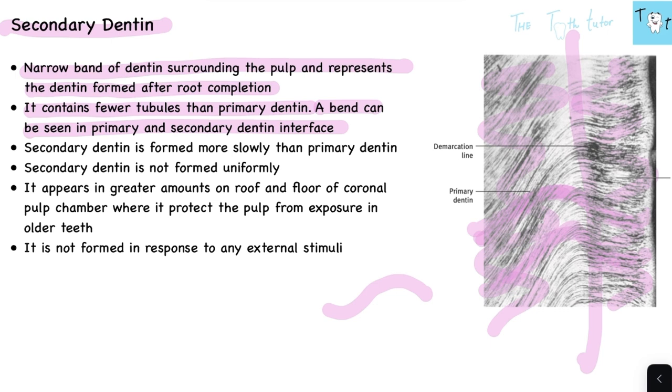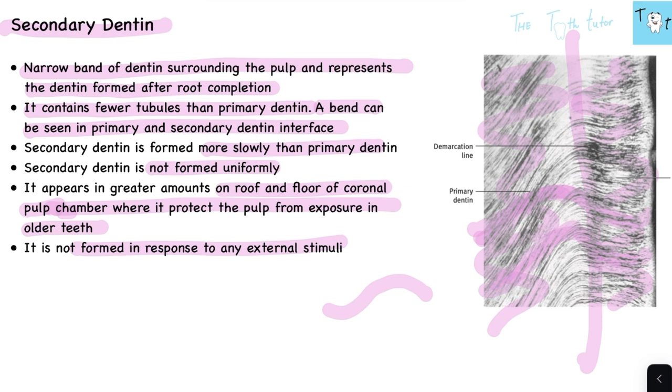Secondary dentin is formed more slowly than the primary dentin. It is not formed uniformly, so it is more haphazard. It appears in greater amounts on the roof and floor of the coronal pulp chamber, where it protects the pulp from exposure in older teeth. So it will be higher in concentration around the pulp and it is not formed in response to any external stimuli. So this could be a misunderstanding, that you would think that, okay, it is secondary, so maybe it is formed due to some injury or it is formed later on in life, but that does not happen.